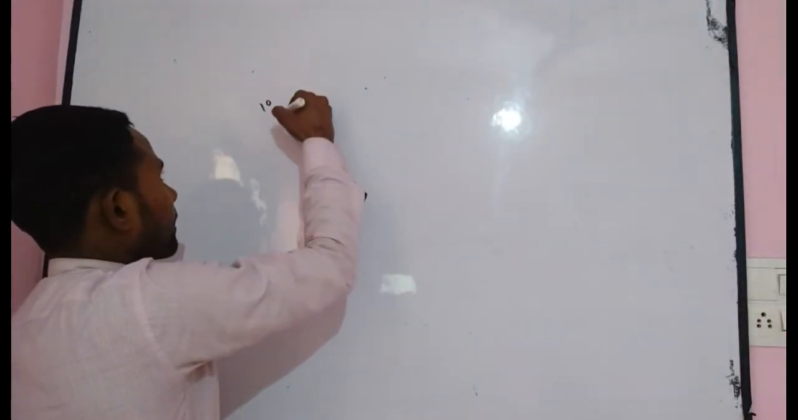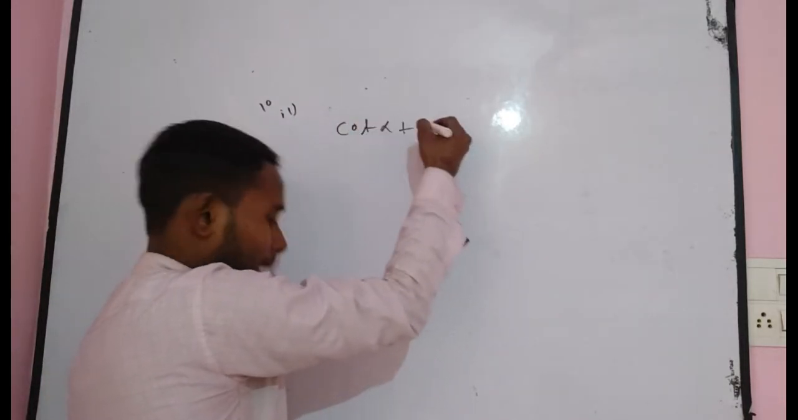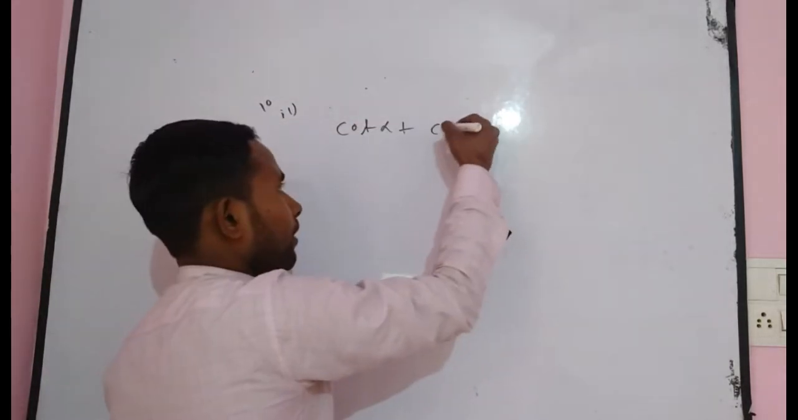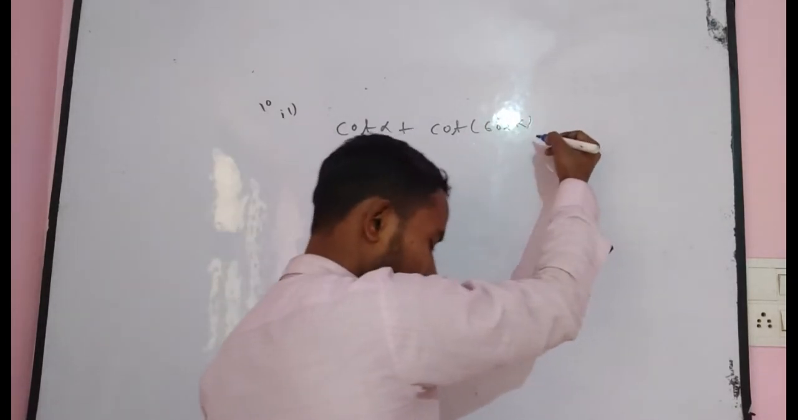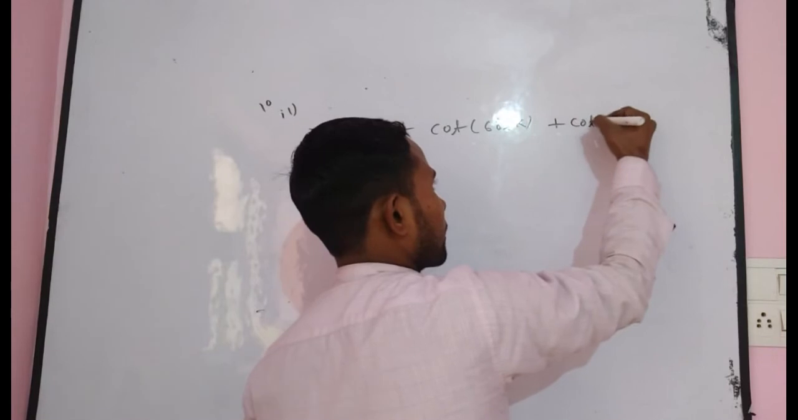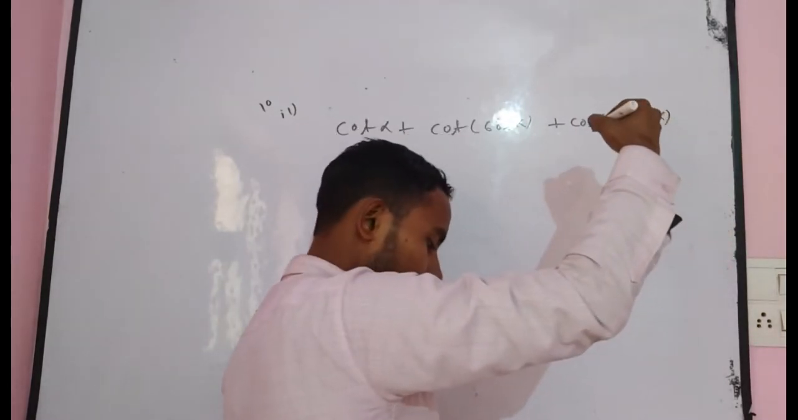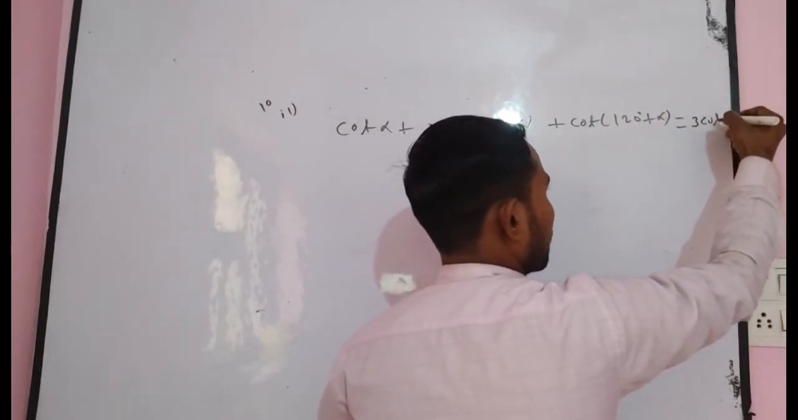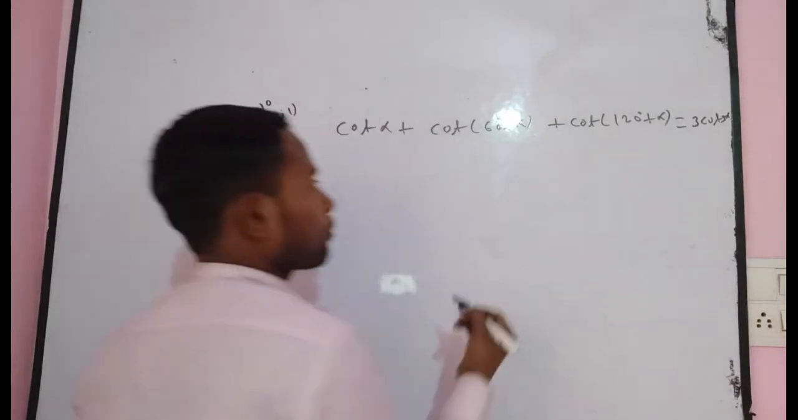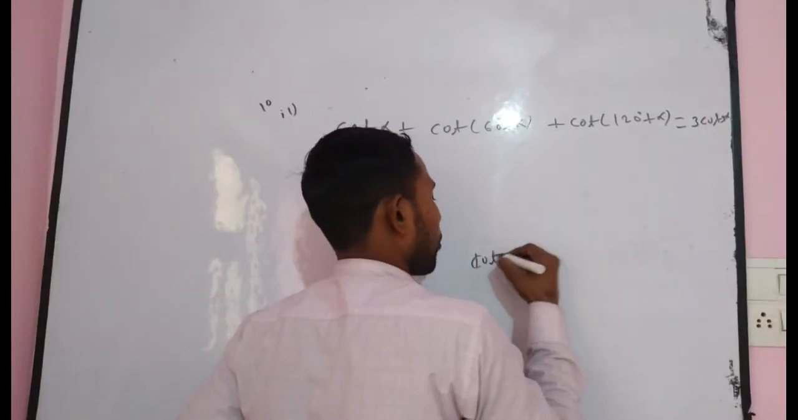In this problem it is given that cot alpha plus cot 60 plus alpha plus cot 120 plus alpha is equal to 3 cot 3 alpha. You have to prove it. How can you solve it? It becomes also very easy. First of all, I want to give an idea about this problem.